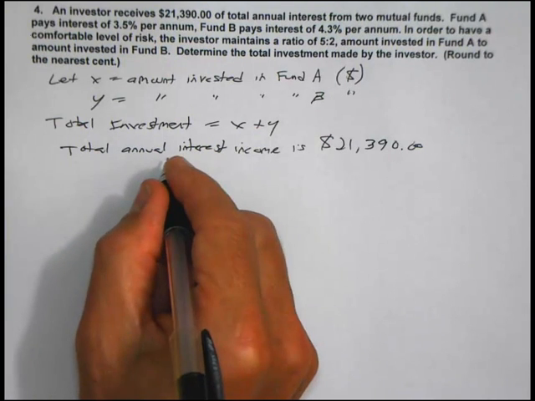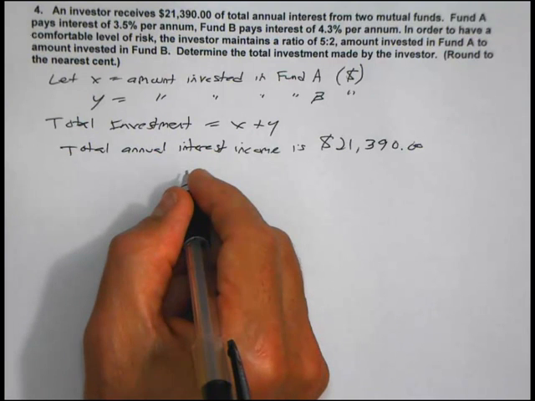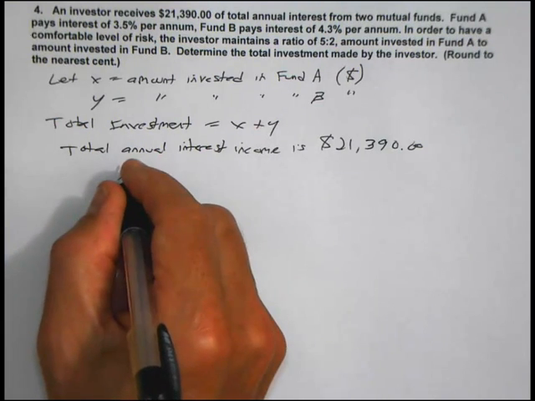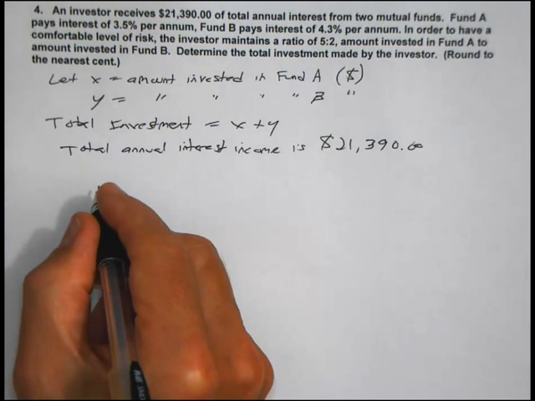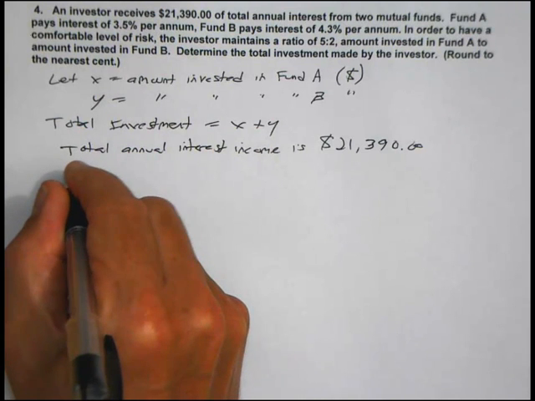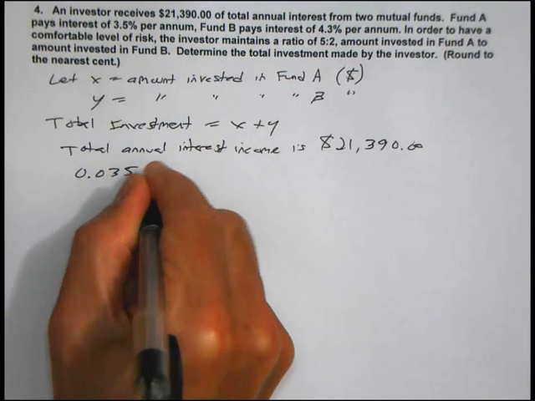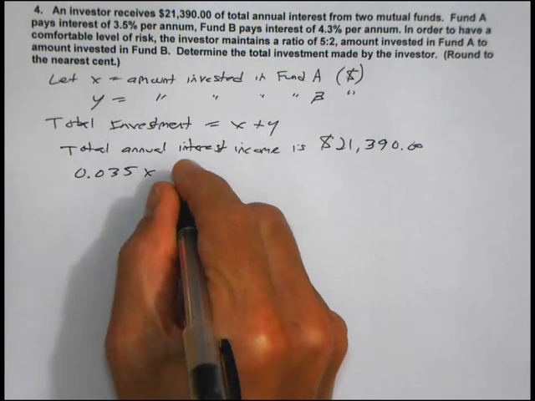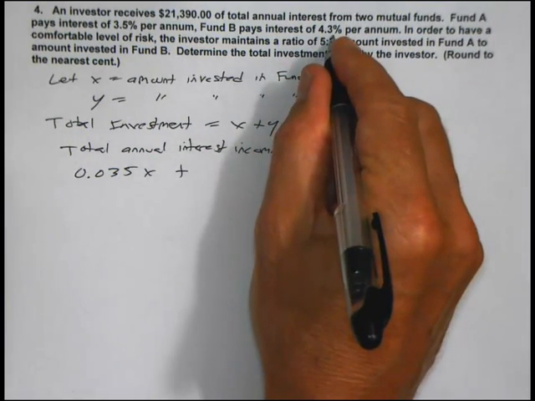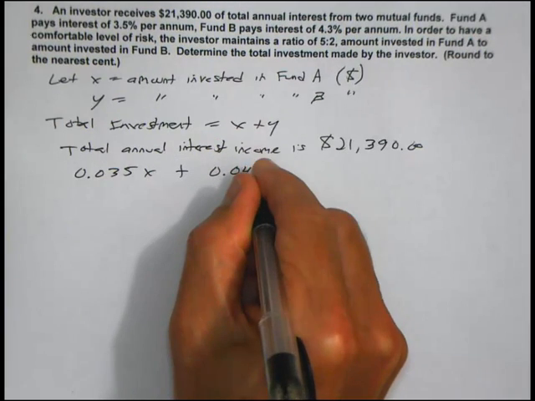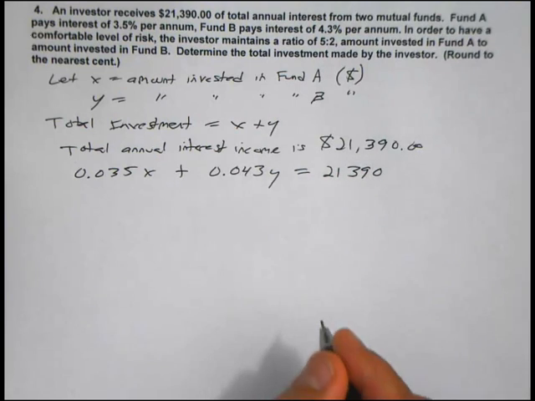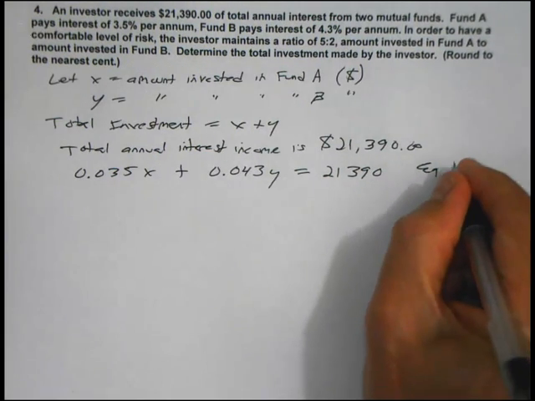Okay, well, this total comes from two sources: the interest income from Fund A plus the interest income from Fund B. To compute the interest income from something, it's always principal times interest. In this case, x is the amount that's invested in A, and its interest is up here, 3.5% per annum. So multiply those two. That could be 0.035x. There's interest income from Fund A. Similarly, let's get the interest income from Fund B. y is the principal invested in it. The interest rate is 4.3% in Fund B, so we need here 0.043y equaling 21390. Okay, this can be our equation 1. Got an equation.